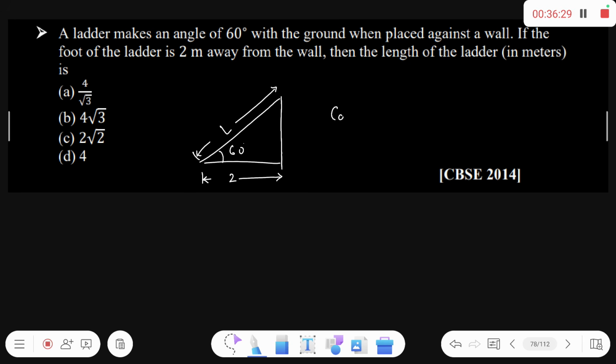You can use cos 60. Cos 60 is 1 by 2, which is equal to base upon hypotenuse. So L comes out to be 4.